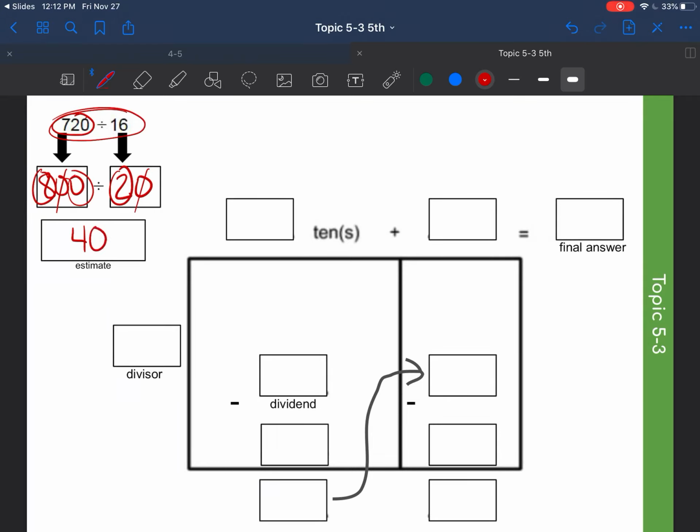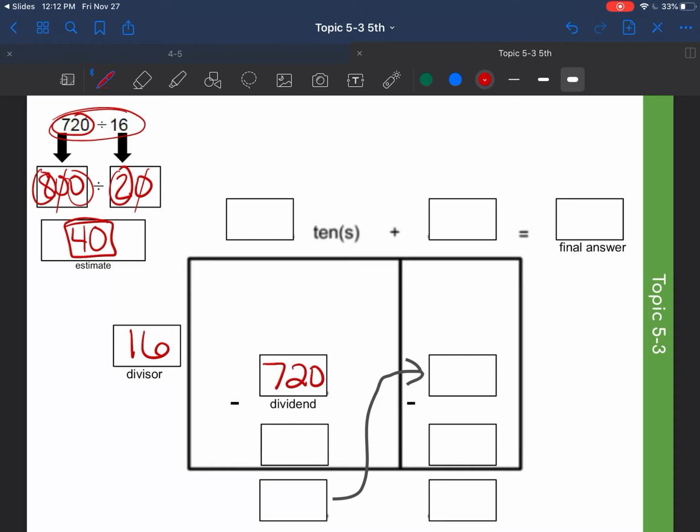And we have the 0, which would be 40. Okay, so our estimate is going to be around 40. If you got somewhere in between 35 and 45, somewhere around there, that's totally fine. If you chose different numbers, all right, so now we're going to fill in our divisor and our dividend.